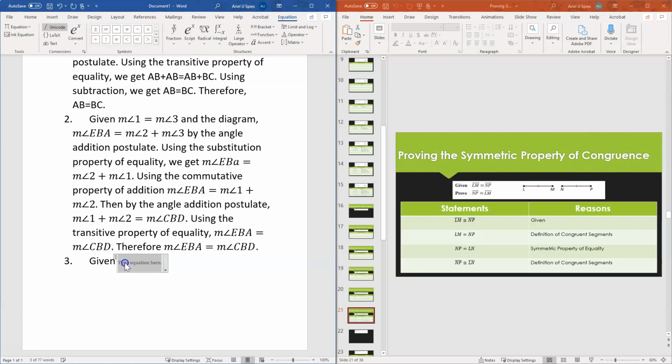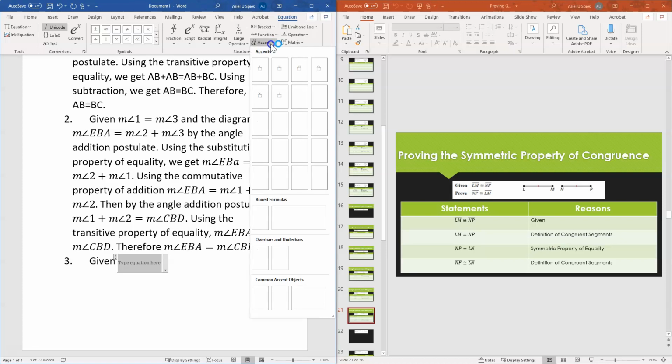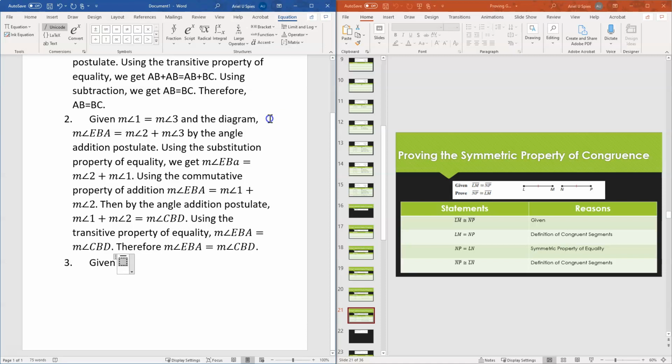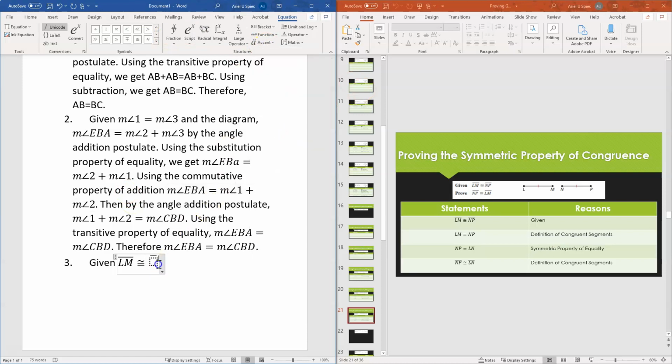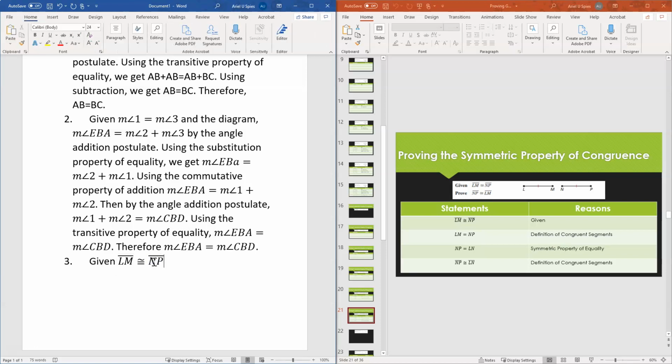Given, if I am in Word, I can get those lines above. If I go to accent, and I have to wait for it to load, there's a bar right here, and then I just have to type in there. So I have LM. Then the congruent symbol is definitely in here. It's right here. And then I want to go back to the accent, click on that. And then I have NP.